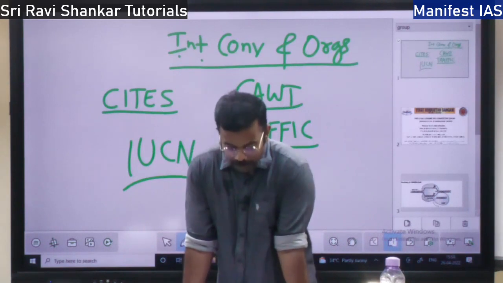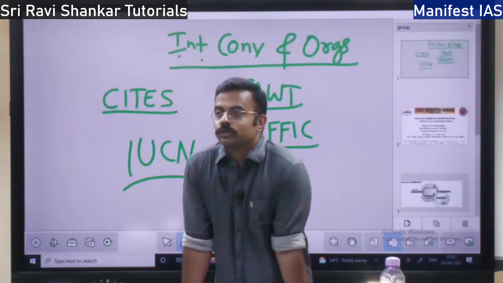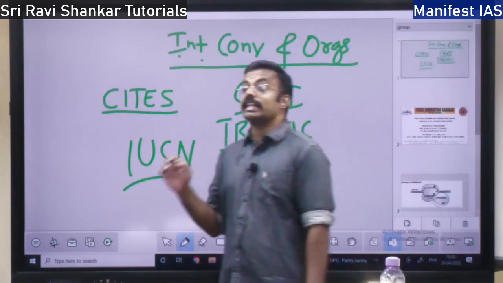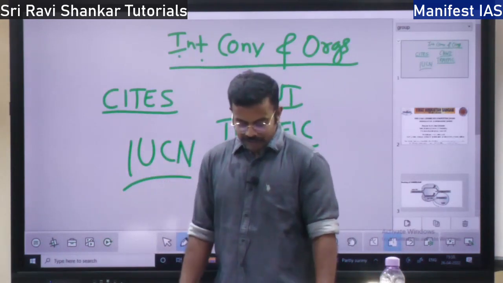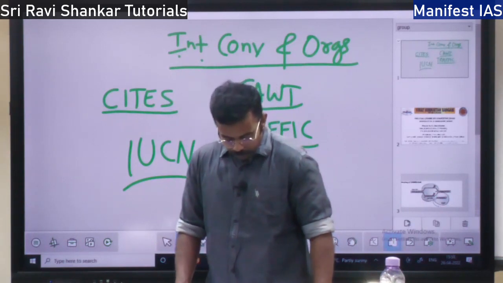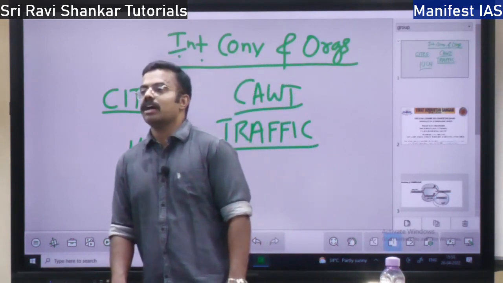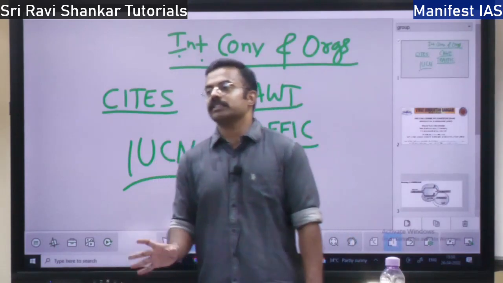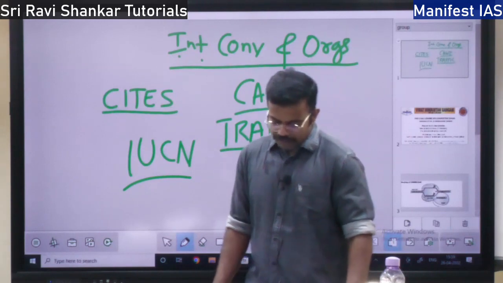Rotterdam Convention 1998. In 1998 it was signed. It came into force in 2004. The year is important. This is a legally binding convention. That is what makes it special. It's a legally binding convention. So this talks about pesticides and industrial chemicals. How pesticides have to be produced and transported, how industrial chemicals have to be managed. That is what the Rotterdam Convention speaks about.